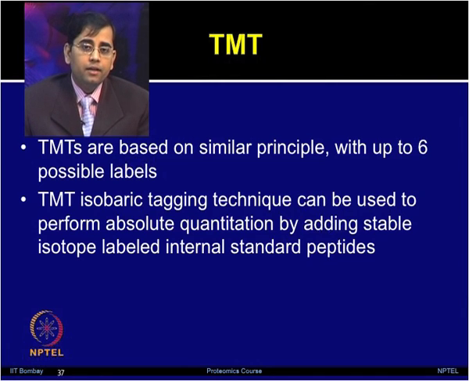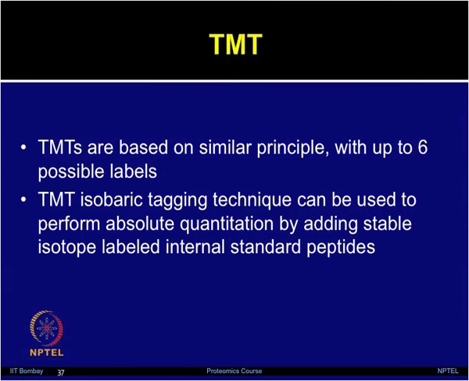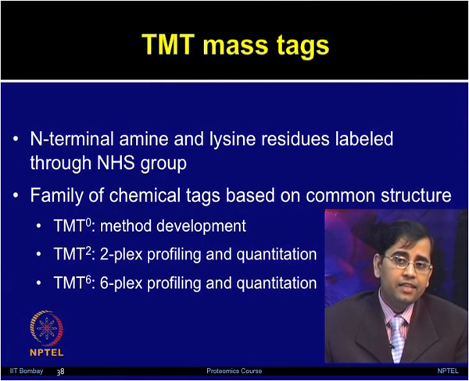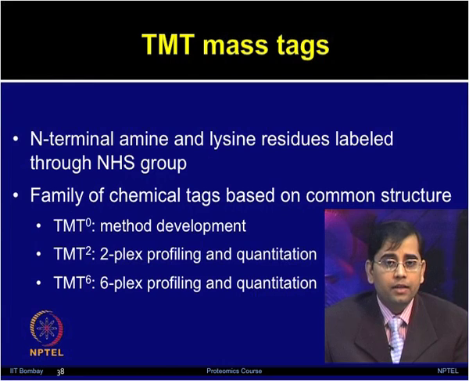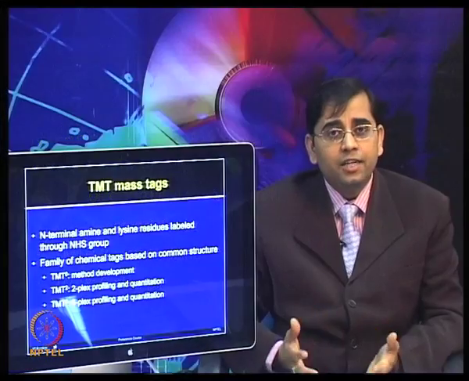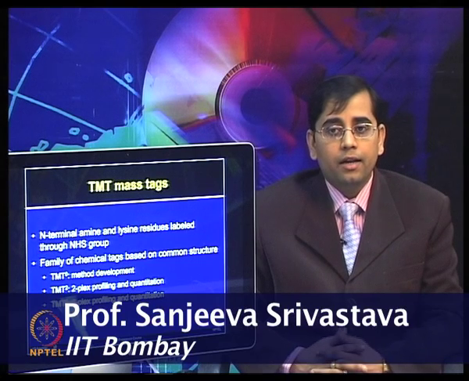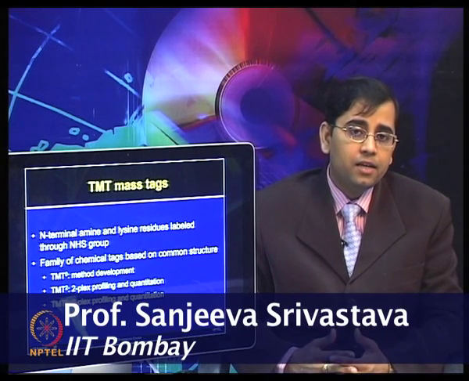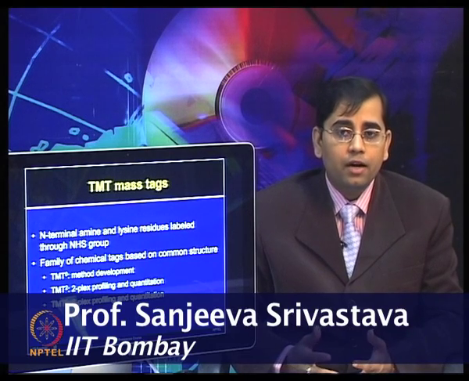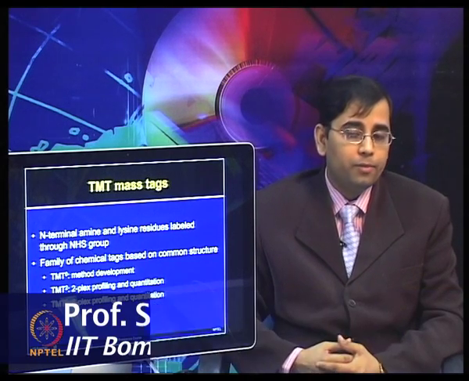In that way, the absolute quantification can be obtained. The N-terminal amine and lysine residues are labeled through the NHS group. There is a family of chemical tags which are based on common structures. The series of TMT tags available: TMT 0, TMT 2-plex, TMT 6-plex. These TMTs are an innovative set of isobaric mass tags for labeling proteins and peptides at amine functions, and mixing of up to 6 different protein samples is possible.